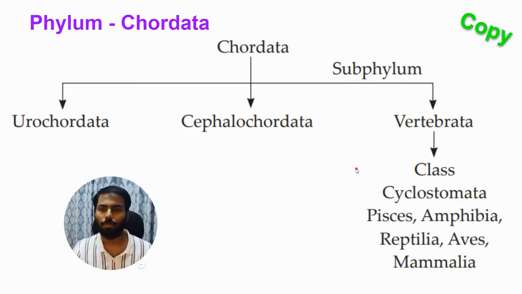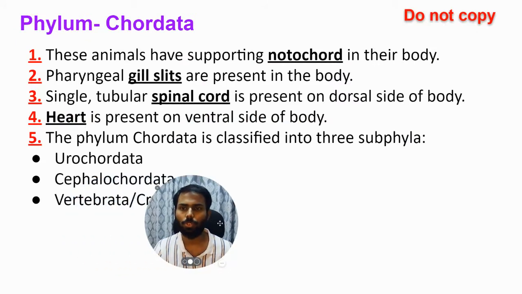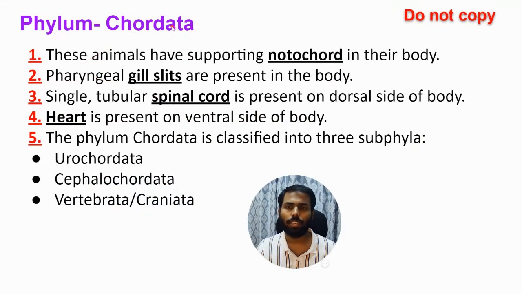Cool. So we are going to start looking at phylum Chordata and its characteristics. The animals in the Chordata phylum will have a supporting notochord in their body. We have already seen this in our traditional method of animal classification. The animals which have the notochord are called Chordata, right? Then pharyngeal gill slits are present in the body. Gill slits, you know, on the side of a shark or a fish, those small slits are called gill slits. So they are present on the body.